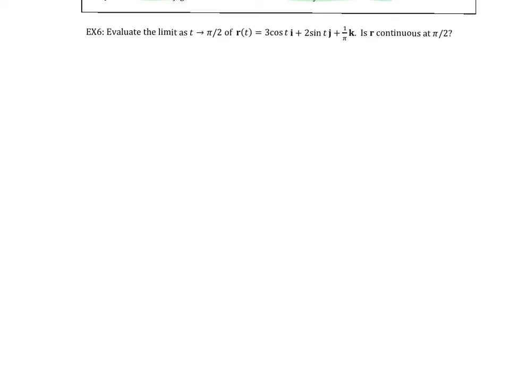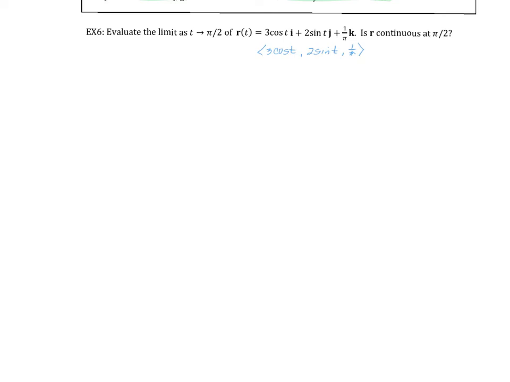So let's go ahead and evaluate limits, and we'll just do a few of these. Example 6, we want to evaluate the limit as t approaches pi over 2. My vector valued function is 3 cosine t i plus 2 sine t j plus 1 over pi k, which is the helix that we looked at previously, and we looked at its graph. I tend to like to write my vector valued functions in terms of the components, 3 cosine of t, comma, 2 sine of t, comma, 1 over pi, because it's easier for me to write the limit.